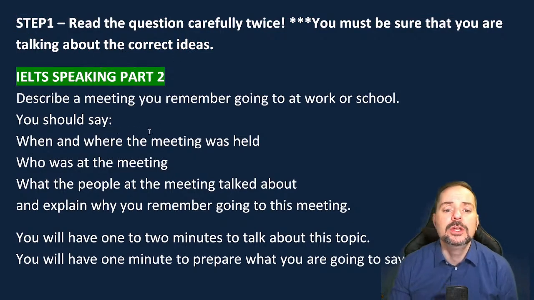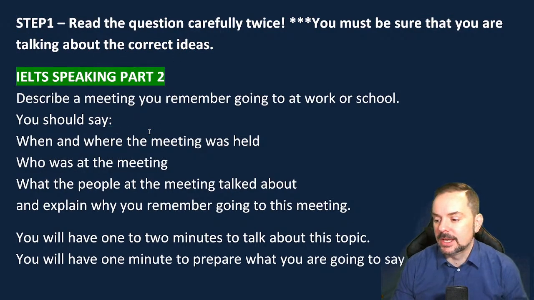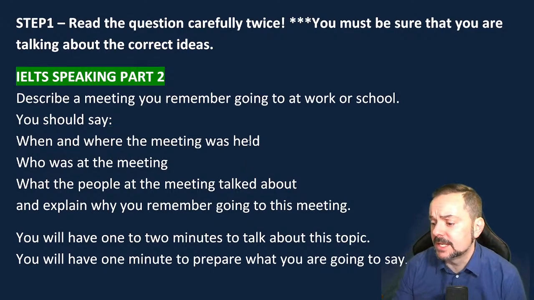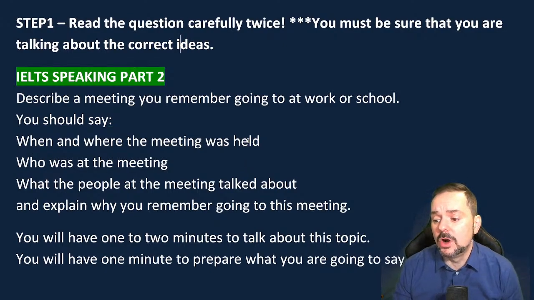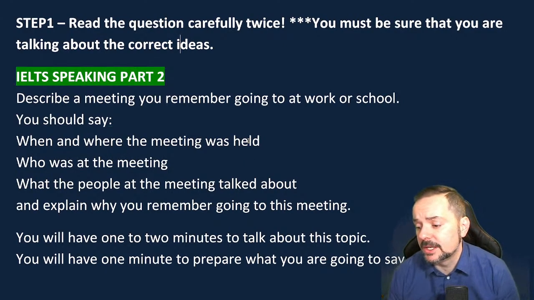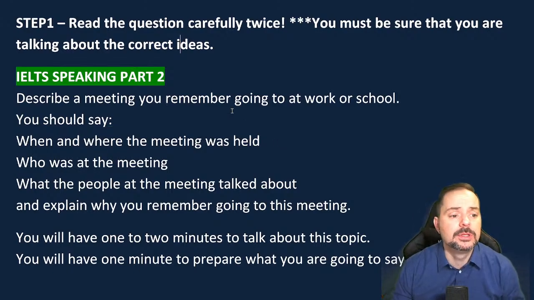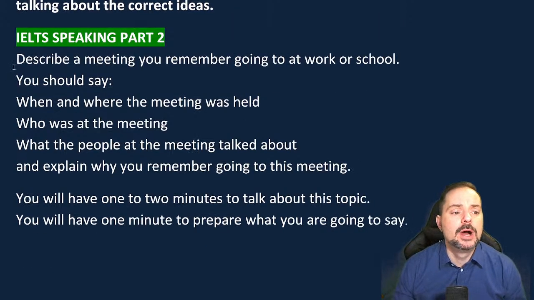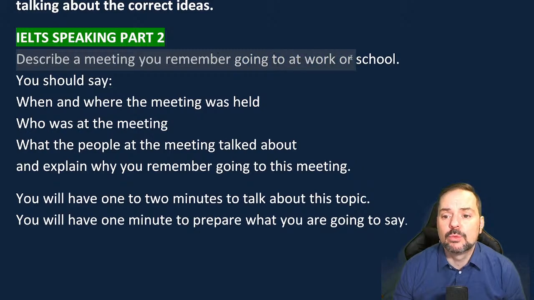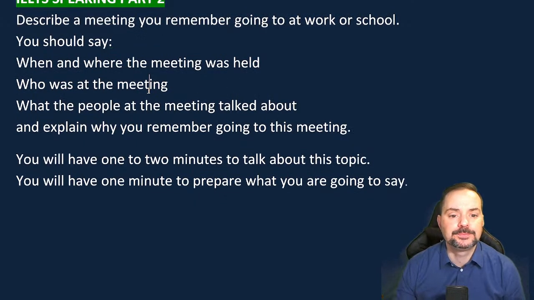So step number 1, you read it twice. Kwa Pham says to avoid irrelevant content. That's a very good way to look at it as well. Absolutely. So here we go. Read this with me. Describe a meeting you remember going to at work or school. So obviously this is a meeting I went to at work or at school.